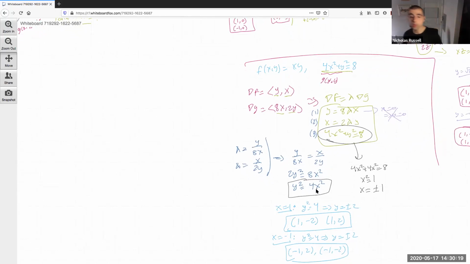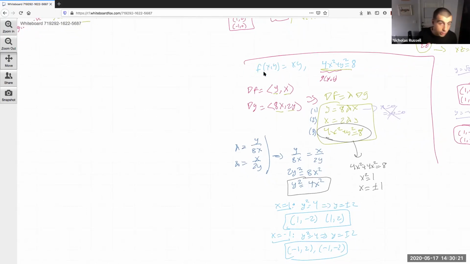And again, from here, what I would do is plug these into this function and see which is the maximum and minimum. These are just multiplying the two coordinates together, right? So you can see that this will give me a -2, this will give me a 2, this will give me a -2, and this will give me a 2. So these two right here are the ones that give me the maximum. These two here are the ones that give me the minimum, at -2 and 2.